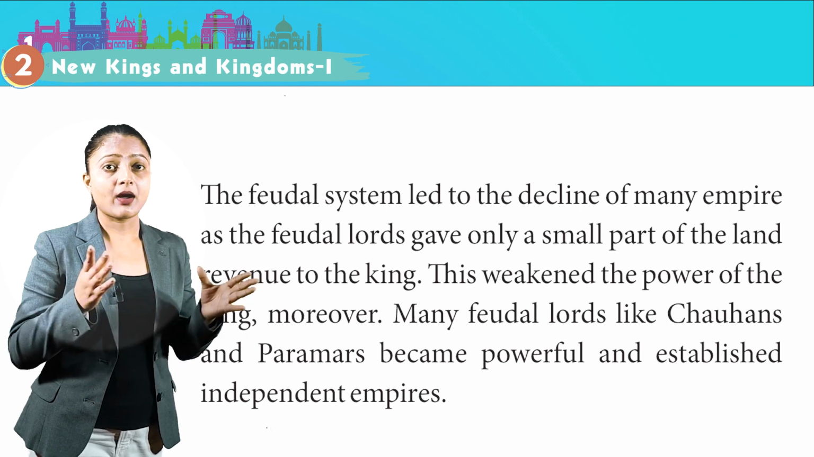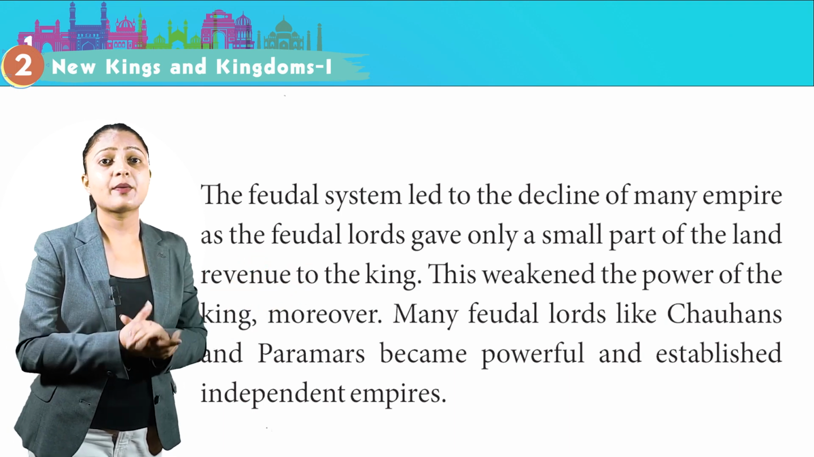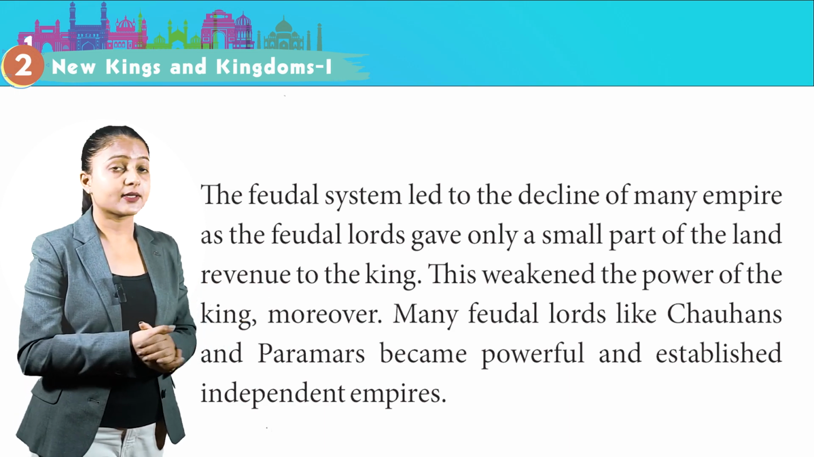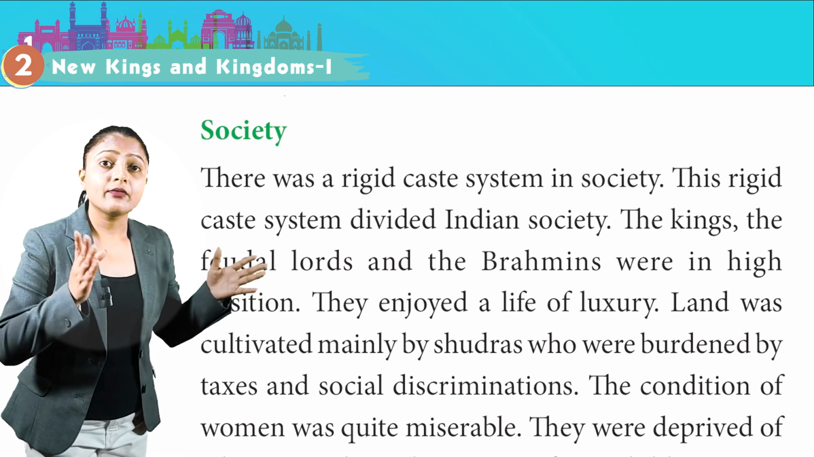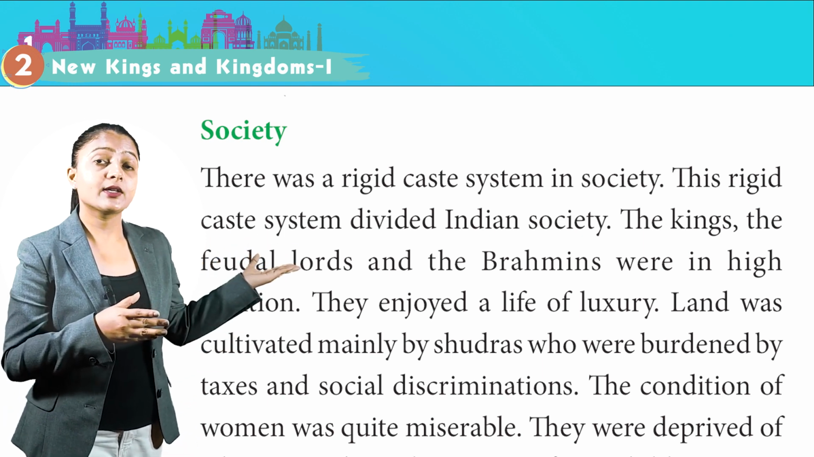This weakened the power of the king. Moreover, many feudal lords like Chauhans and Paramaras became powerful and established independent empires. Society. There was a rigid caste system in society. This rigid caste system divided Indian society.